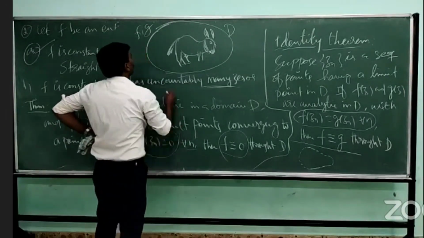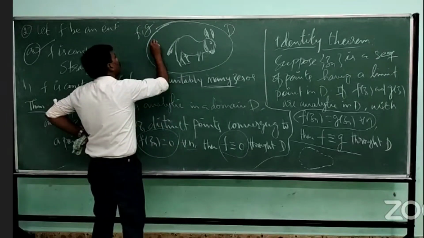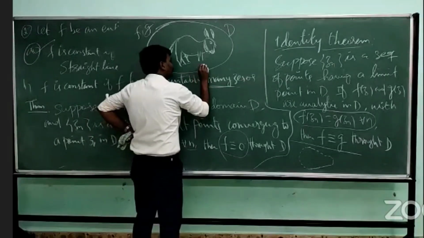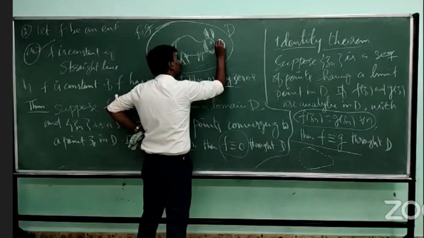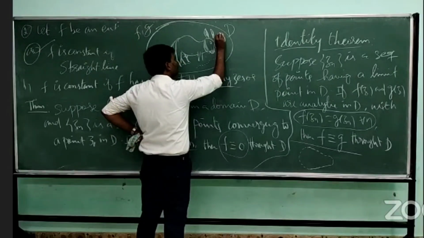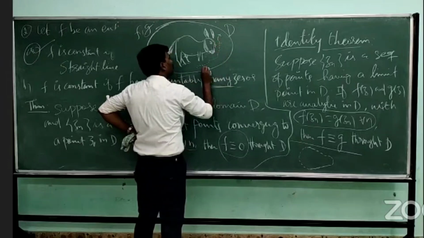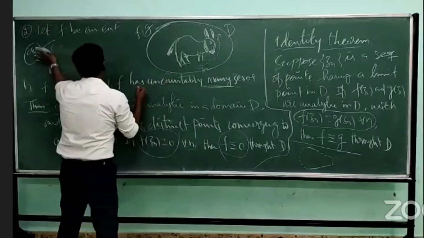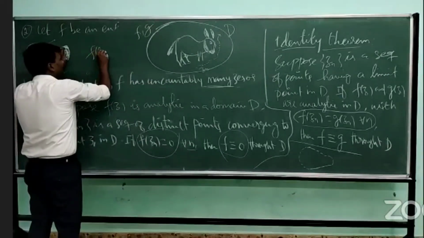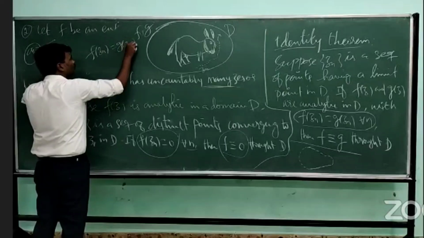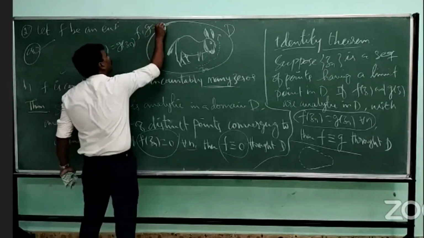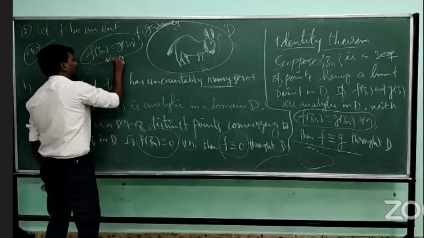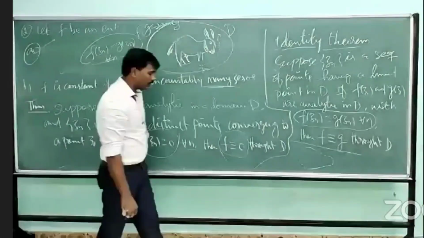Okay. So there is some sequence. This is your sequence, Zn. Now, f and g are analytic, and f of Zn equals g of Zn for every n. F of Zn equals g of Zn.